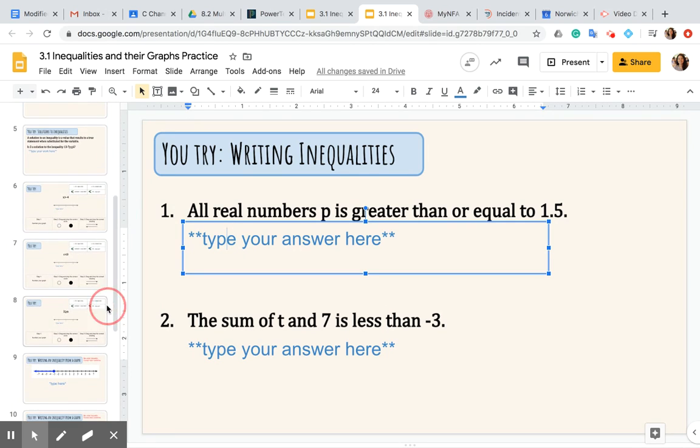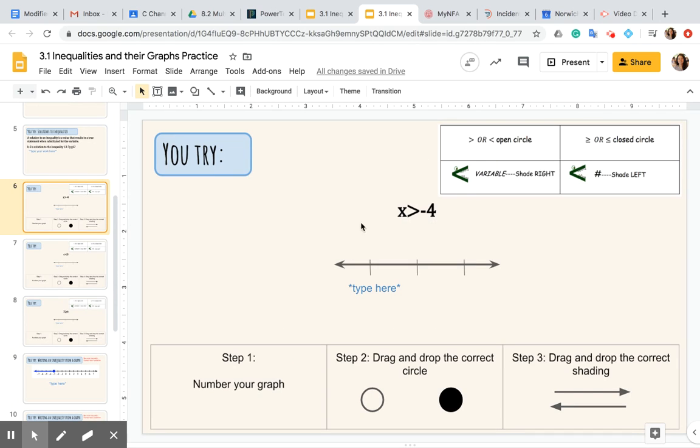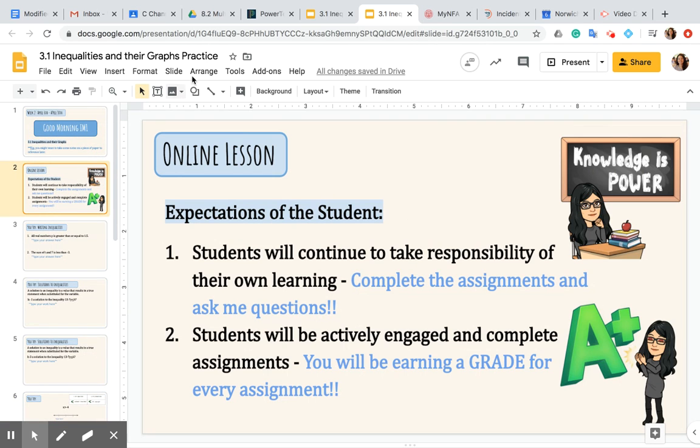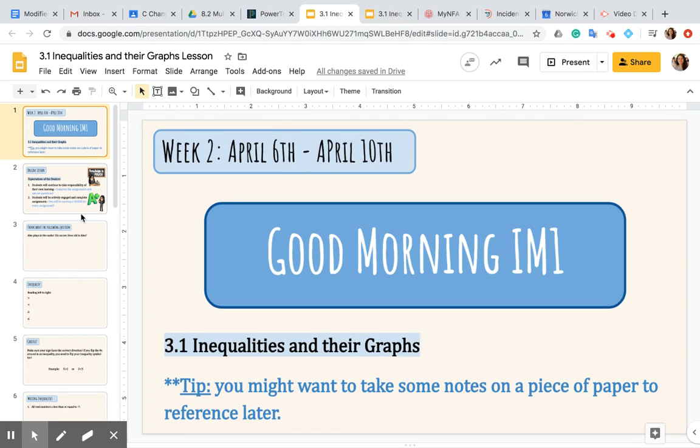So as I go through my notes, I'm going to show you how to actually do these slides. They will be different questions than what you will see in this video. Your homework questions will be different, but I'll at least show you how you can type in your work, and hopefully it'll be a little bit more user-friendly this week. You guys can expect that I'll be trying different things until I find something that seems to work the best for us. So 3.1, inequalities in their graphs.